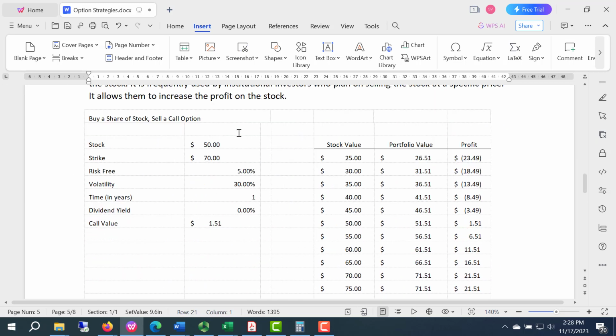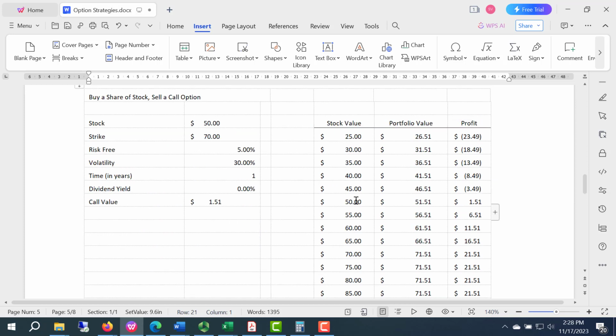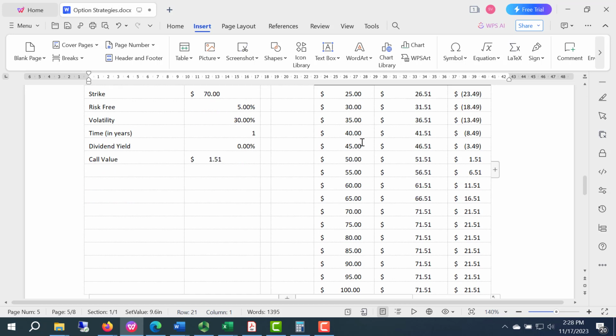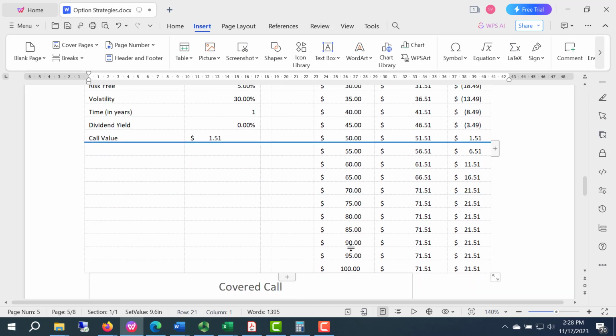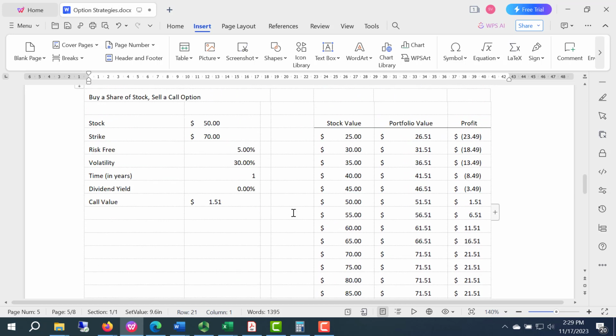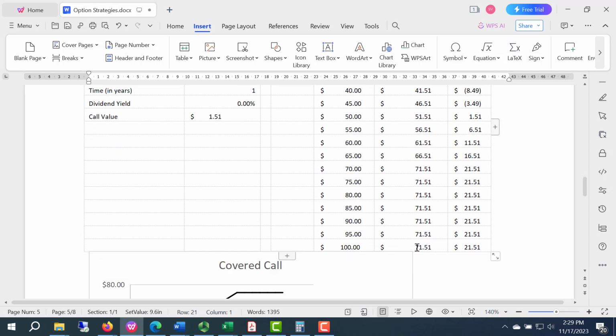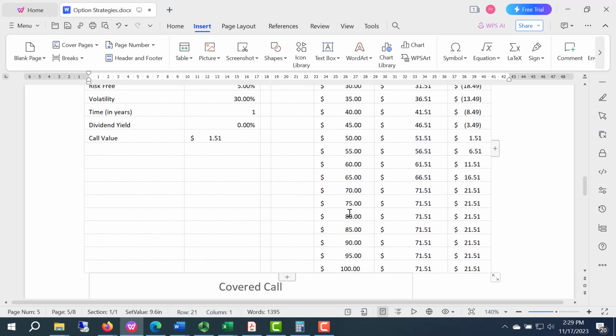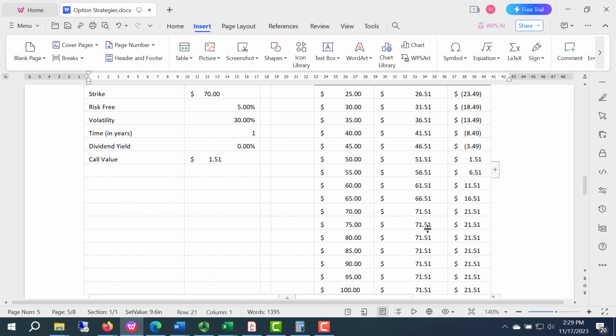So what we have here again is our payoffs at different ending stock values. If the ending stock value is $100 and I've written a covered call, the most I'm going to make is $21.50, because I don't benefit from anything above that strike price. The person who purchased the option from me will receive that benefit.